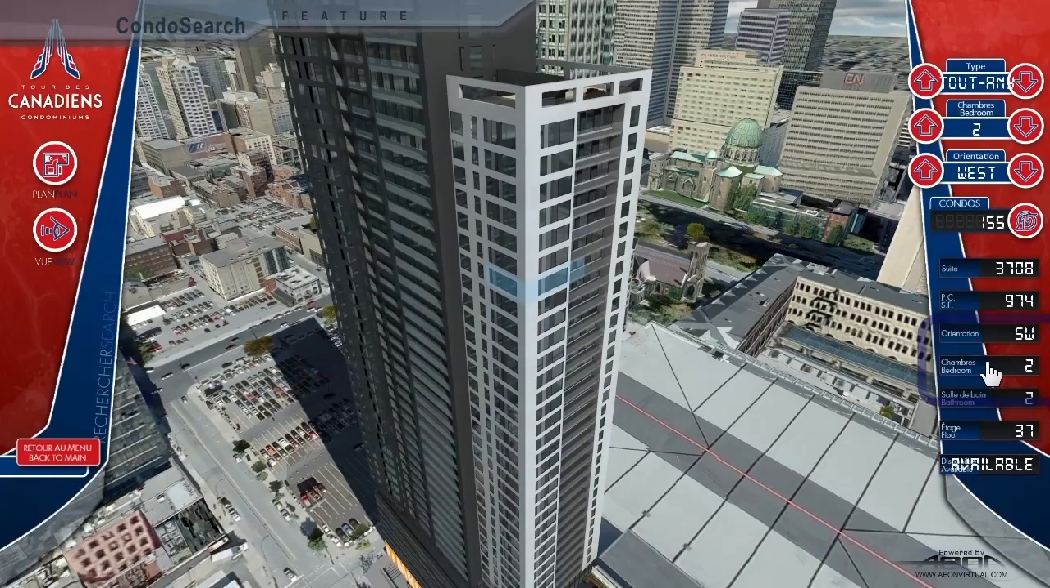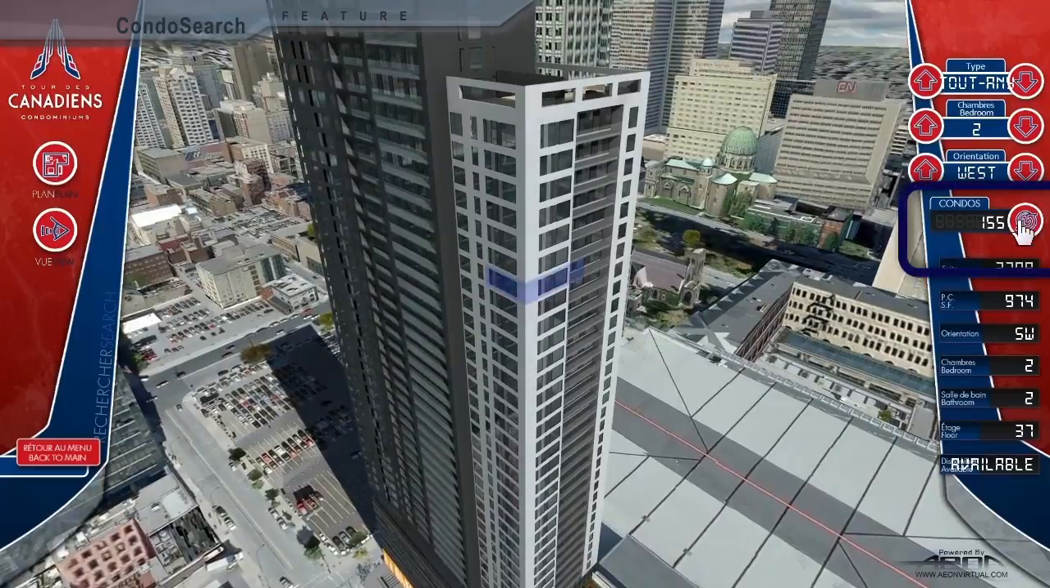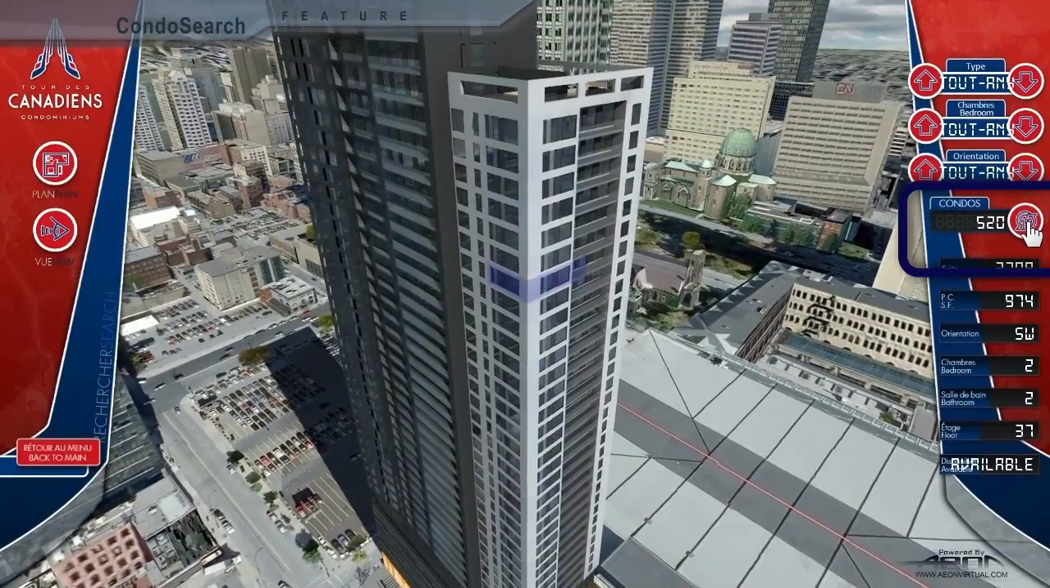When we tap on the condo, 2 more buttons lit up, one to show the floor plan for this condo and one to show the view. To reset the system and start over with all 520 condos, we can tap the Reset button, which takes us back to where we started.